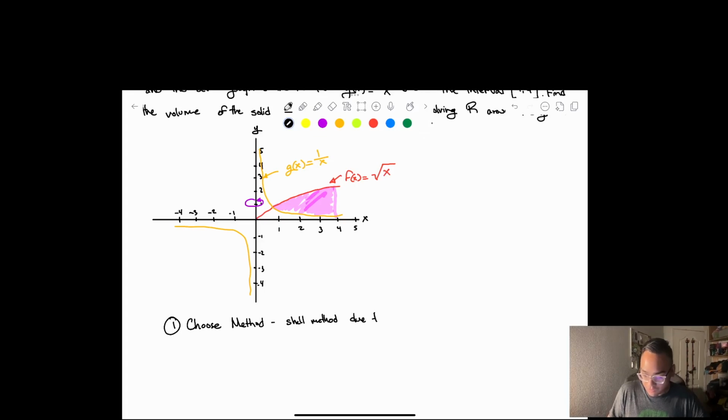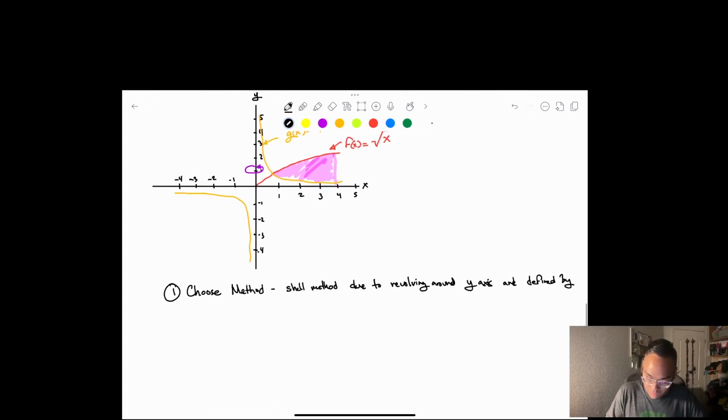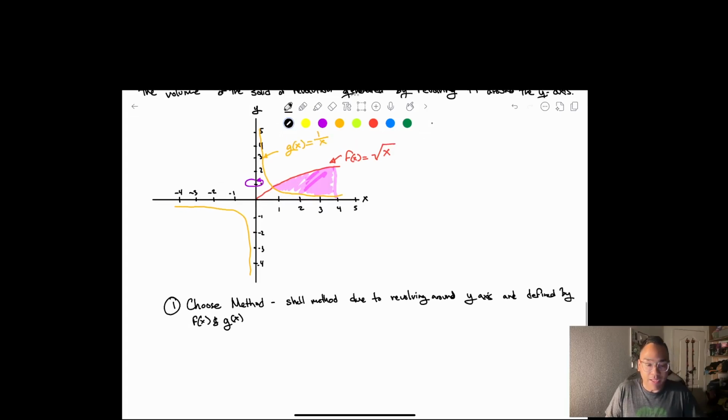Due to revolving around the y-axis and being defined by f of x and g of x. So basically, f of x and g of x make this shape that's around the x-axis, but we're going to spin it around the y-axis.